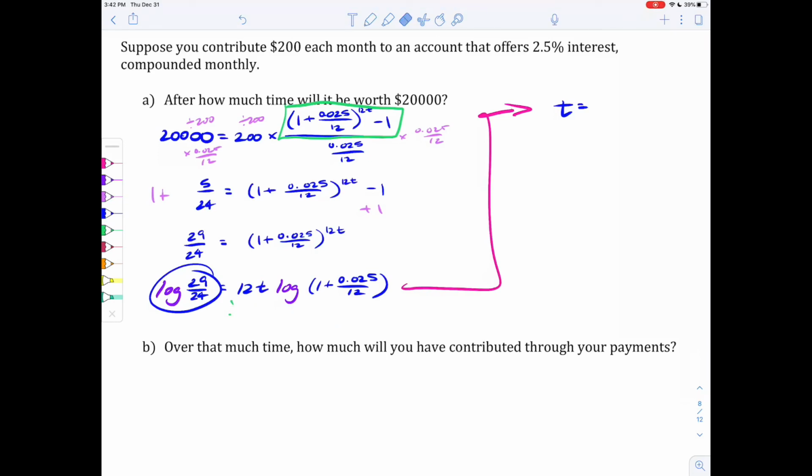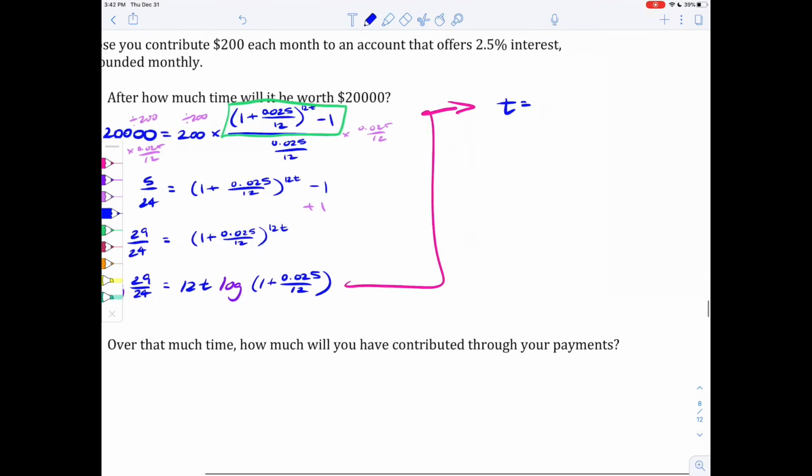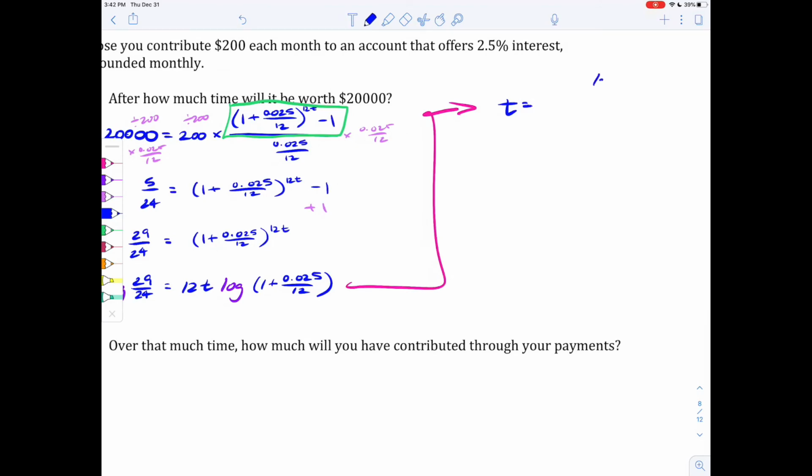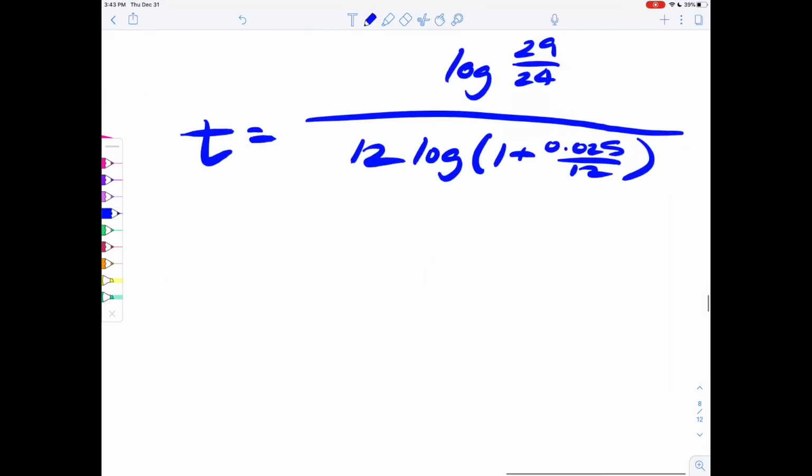What does that look like? Now that I've described it, we've got the log of 29/24. I don't really need brackets there. And we're dividing it by 12, and we're dividing it by the log of 1 plus 0.025 over 12. What a formula.